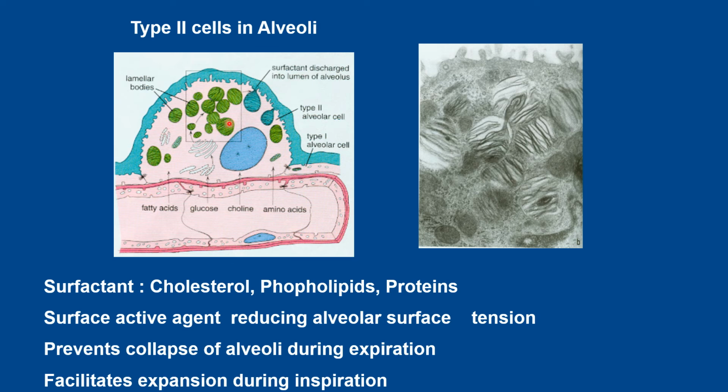This is representing the type 2 alveolar cell. It contains lots of lamellar bodies. These lamellar bodies contain lots of chemicals, that is cholesterol, phospholipids, and proteins, which form the surfactant. The surfactant reduces the alveolar surface tension. It prevents the collapse of the alveoli during expiration, and it facilitates expansion during inspiration.